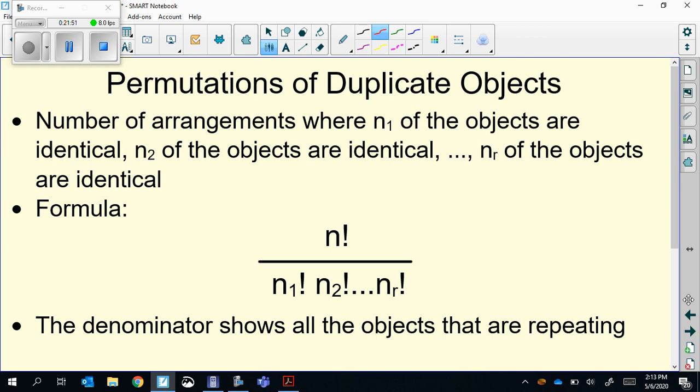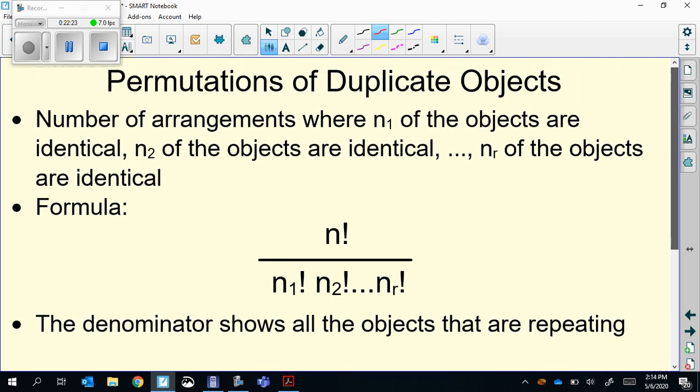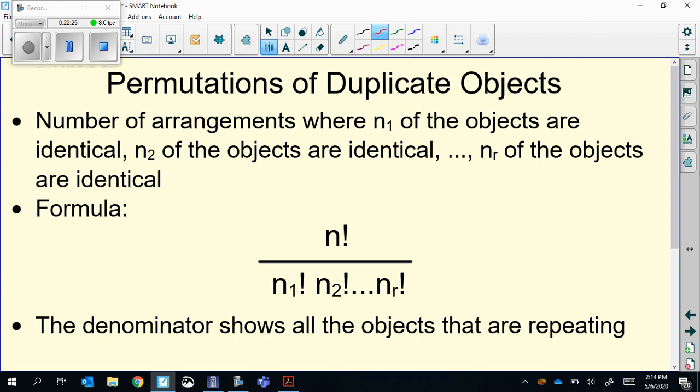This is less common, but if you have duplicate objects, the number of arrangements of the identical objects and the number of the second identical objects are repeated. So we've got this little bit different formula. We just have all these different n's in here. But this would show all the objects that are repeating in the denominator here. These would all be the repeating things.